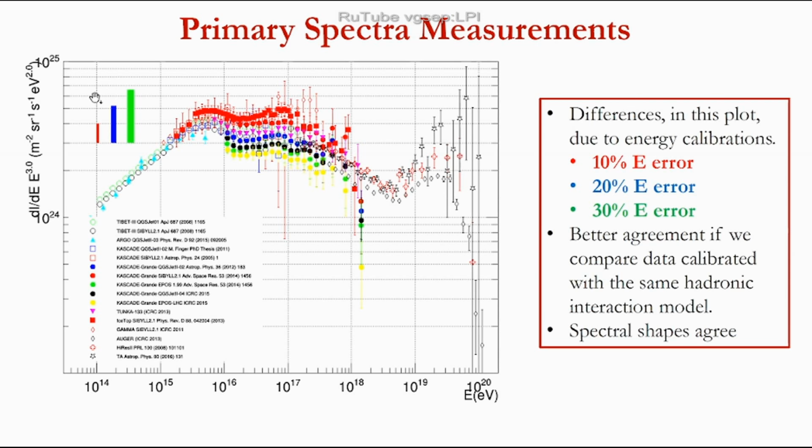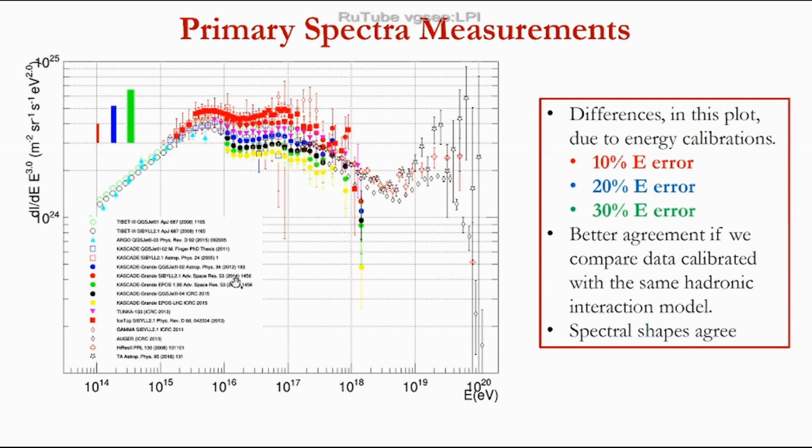With the error bars I've reported on the plot, I showed the effect of a 10% error on the energy scale in this y-axis where the energy is multiplied by E to the cube. The blue bar is the 20% error bar, and the green bar is a 30% error on the energy calibration. So we can see that essentially this data agrees inside this systematic error, and that if we consider the data points from different experiments calibrated with the same hadronic interaction model, the differences are much, much smaller. These are the points of the same color but with different markers. The same color indicates the same hadronic interaction model used for the energy calibration.